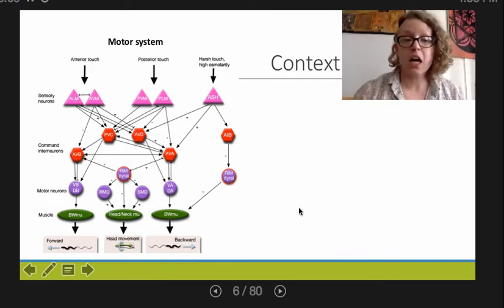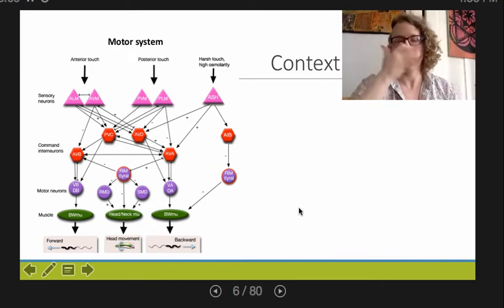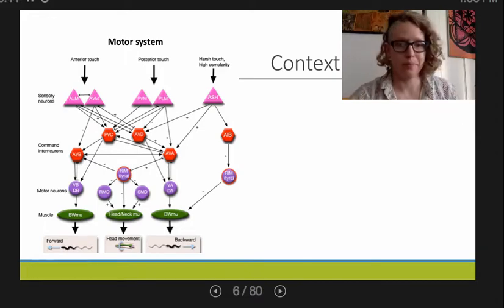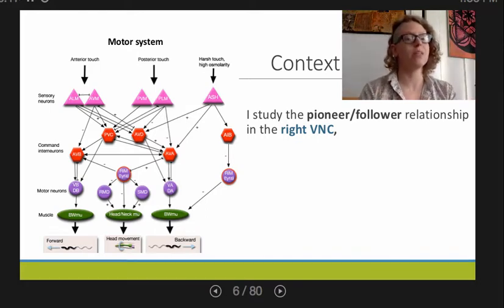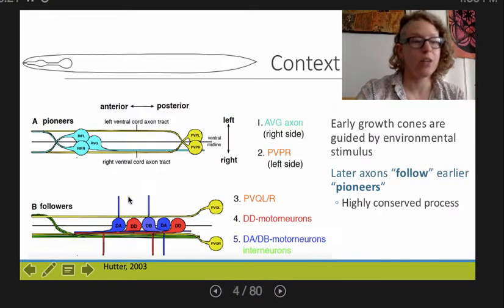So here's an unnecessarily confusing schematic of the motor system, which is what you just saw growing. I study the pioneer-follower relationship of this motor system, which happens in the right ventral nerve cord. So if we go back here, you can see that AVG extends in just the right ventral nerve cord on the right side here. And then all of these other axons extend in the right also.